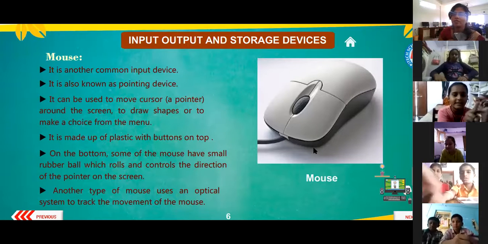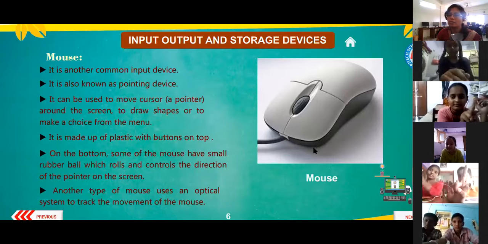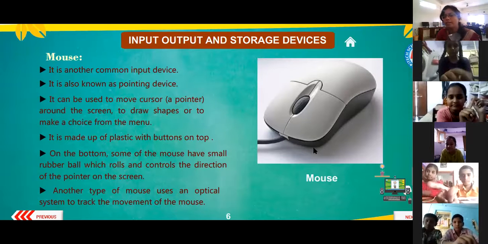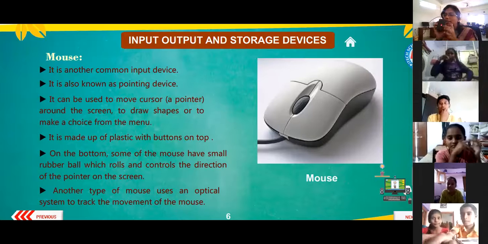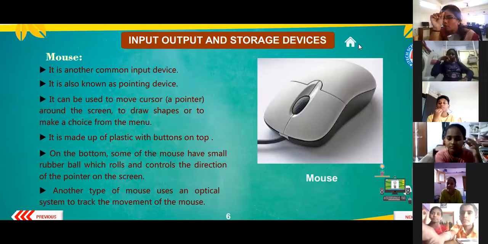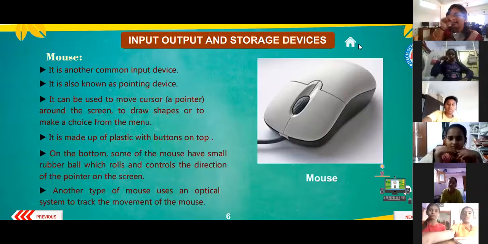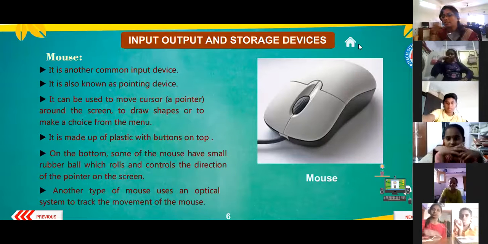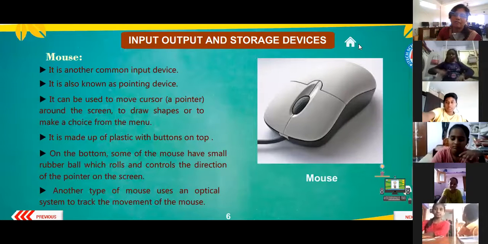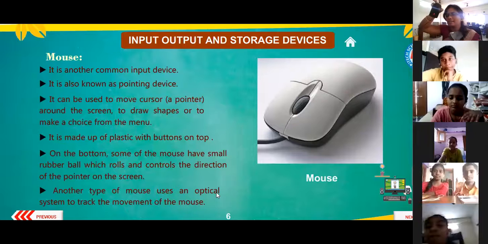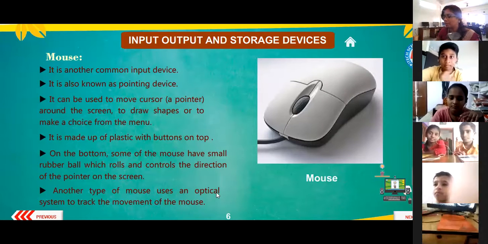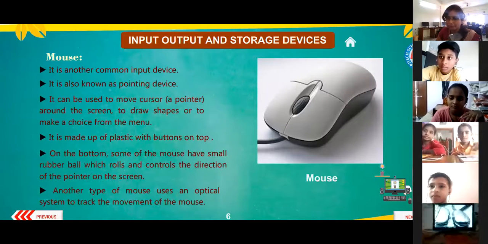On the bottom, some have a small rubber ball which rolls and controls the direction of the pointer on the screen. This one is light, but earlier we used to get a mouse with a small ball. It goes left and right and north and south, east and west, that way. Another type is our optical mouse, which we use in our computer lab.